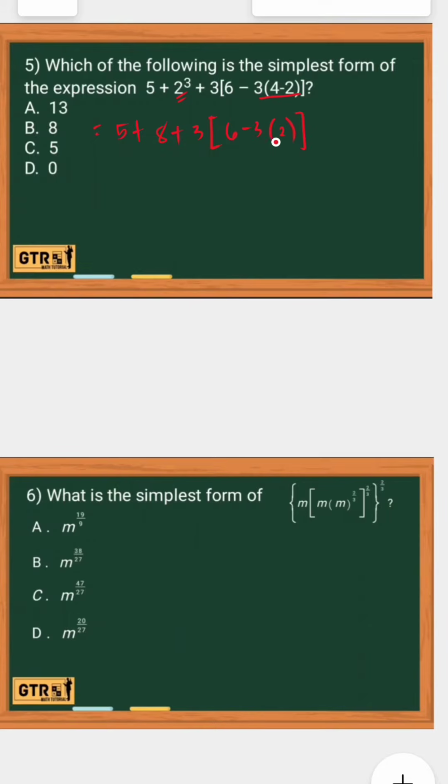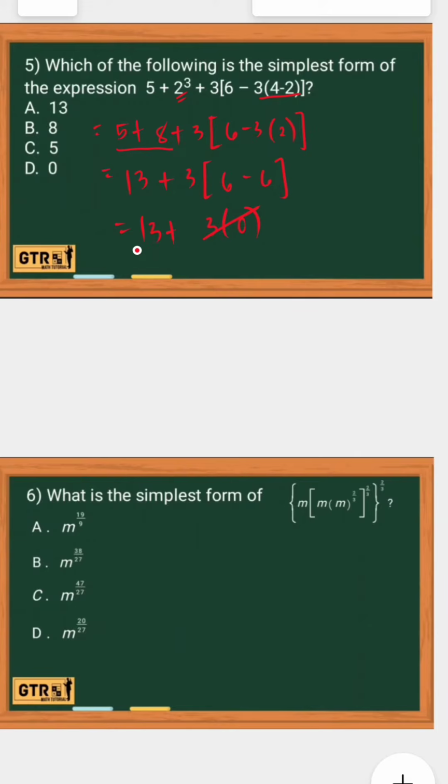Then next is what is inside the parenthesis, so negative 3 times 2. So we have 5 plus 8 plus 3. So let us simplify this first. At the same time, we can combine 5 plus 8. Okay, so 5 plus 8, that is equal to 13. And then we have plus 3 times quantity 6 minus 3, negative 3 times 2. So that is equal to 6. Okay, so therefore, we have 13 plus 3 times 6 minus 6. So that is 0. So 3 times 0 is equal to 0. So just cancel out.